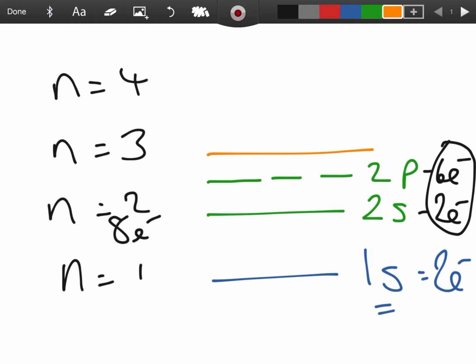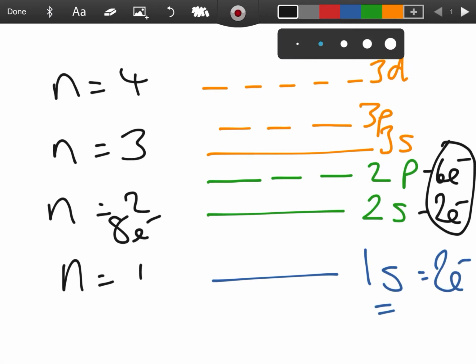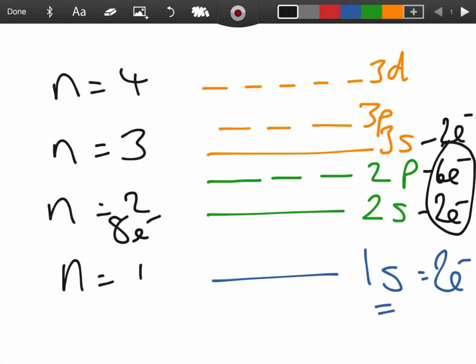The third main energy level is divided into 1, 2, 3 sub-levels. What do you call them? 3, because it's the third main energy level: 3s, 3p, and 3d. Now, how many electrons can you put into the 3s? 2. Like you can put 2 into 2s and 2 electrons into 1s, you can put 2 into 3s. You can put 6 electrons into the 3p sub-level, and you can actually put 10 electrons into the 3d sub-level.